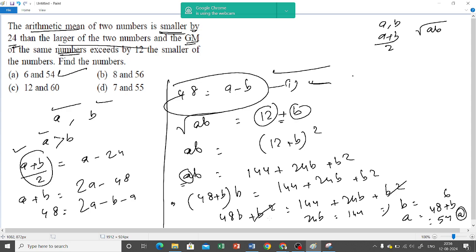We will do number system and HCF LCM together, okay. We will complete both of them at a go. HCF LCM is a part of number system only.